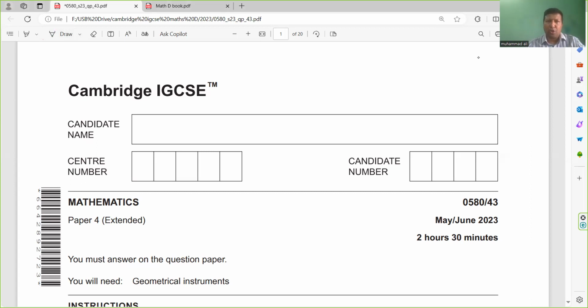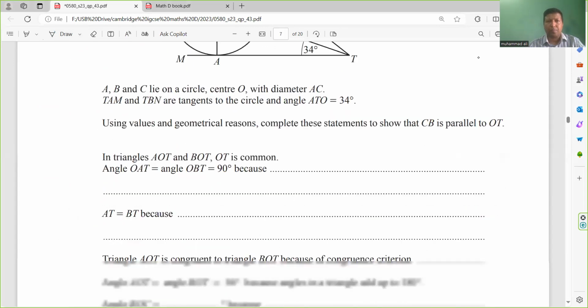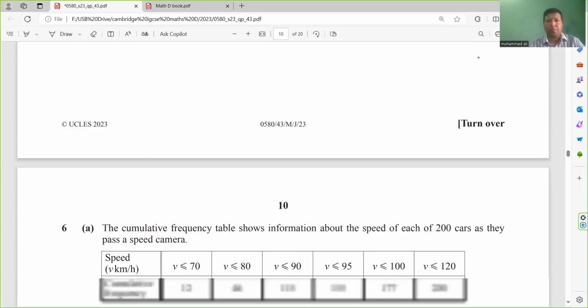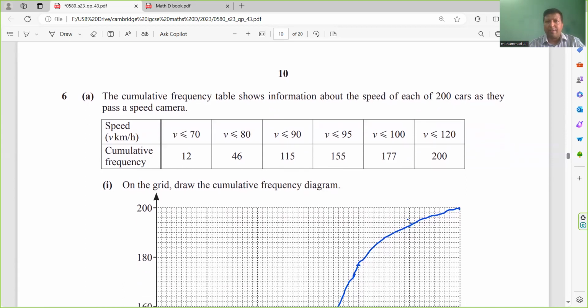Today we try to solve one question from Cambridge IGCSE Mathematics Paper 4 Extended 0580 Variant 43, May-June 2023, Question number 6. The cumulative frequency table shows information about the speed of each of 200 cars as they pass a speed camera.